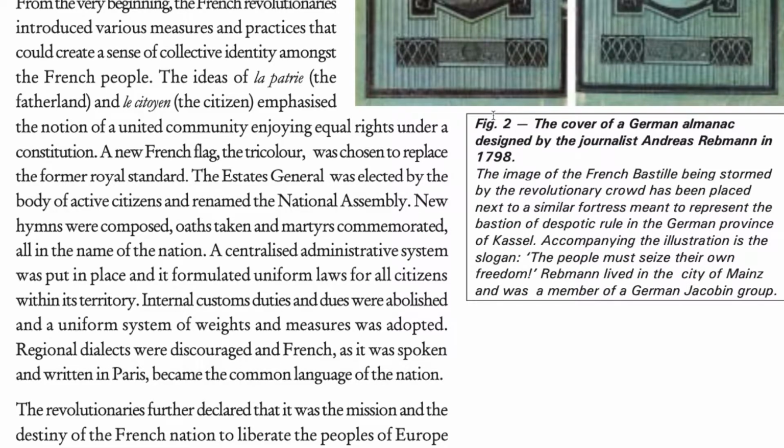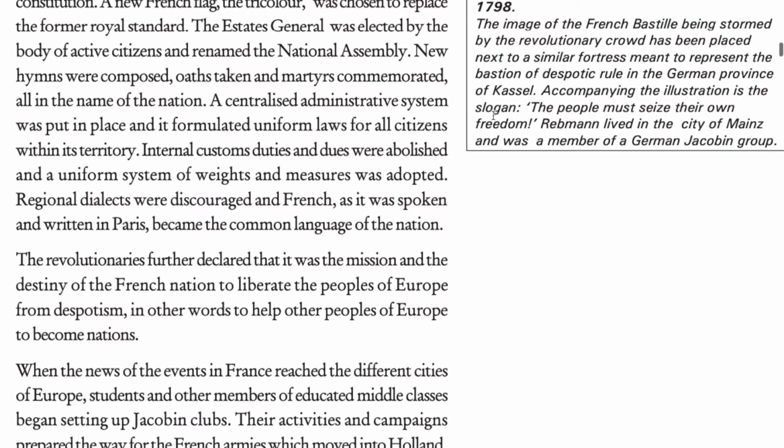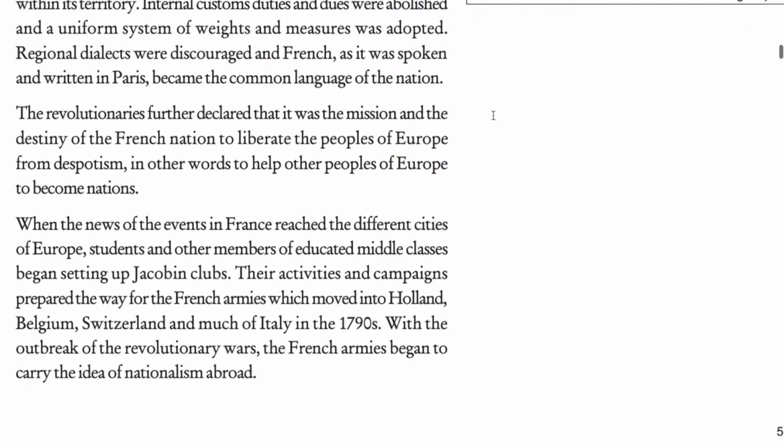A centralized administrative system was put in place and it formulated uniform laws for all citizens within its territory. Internal custom duties and dues were abolished and a uniform system of weights and measures was adopted. Regional dialects were discouraged and French, as it was spoken and written in Paris, became the common language of the nation. The revolutionaries further declared that it was the mission and the destiny of the French nation to liberate the people of Europe from despotism. In other words, to help other people of Europe become nations.